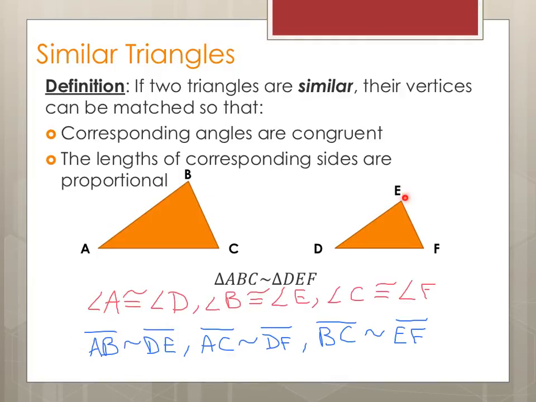BC will be proportional to EF. And AC will be proportional to DF. Okay? And notice the notation here. We use the tilde for similar triangles, no equal sign. That's because the angles are not equal, or the side lengths are not equal. We can see that the left triangle is a bit bigger than the right triangle over here. So we say that they're similar but not congruent because they're different sizes.